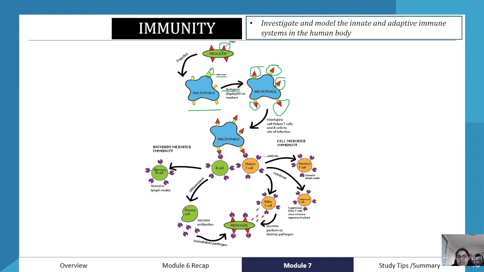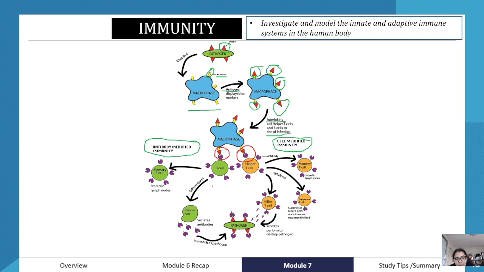And then interleukins, which are like proteins in the body, call helper T cells and B cells to the site of infection. Then macrophages present these antigens here, and basically we've got antibody mediated immunity here and cell mediated immunity here. What happens is, with the helper T cells, they've got the T cell receptors here, and they latch on to the antigen here, and the same thing happens with the B cells.